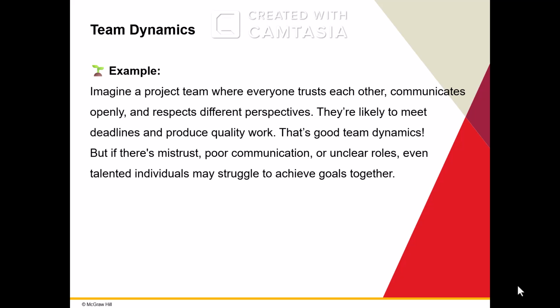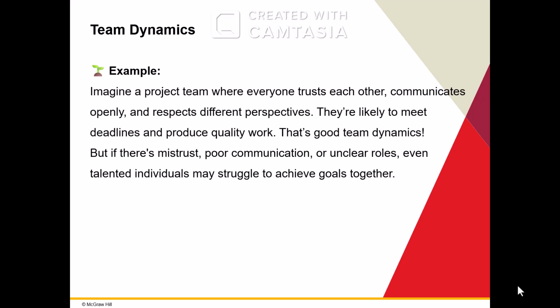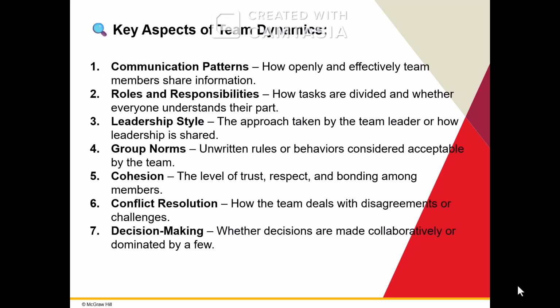achieve goals together. So, referring back to the definition of team dynamics, it includes what? Interaction, relationship, personality, role, and process within the team. Interaction, relationship, personality, role, and process could be positive, as in this example, which will produce quality work. It could be negative, such as mistrust, poor communication, and unclear roles that will result in not achieving goals or not meeting deadlines, so that even talented individuals may struggle to work properly within that team.